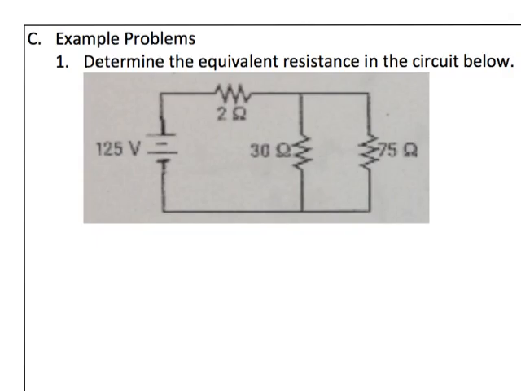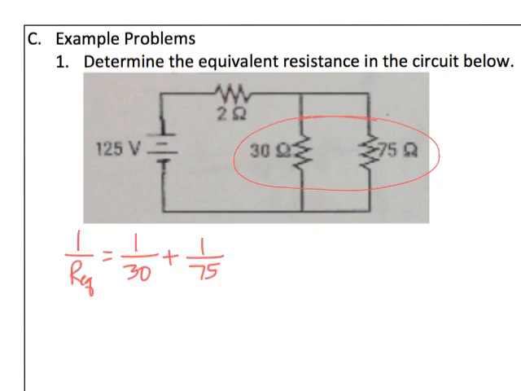For our first example problem, you're given a combination of series and parallel together, and you're asked to find the equivalent resistance. Even though you do have the voltage for the battery in the circuit, we don't necessarily need it because we're only interested in the resistance. The first thing we want to do is take what resistors are in parallel with each other and find that equivalent. So let's do that first.